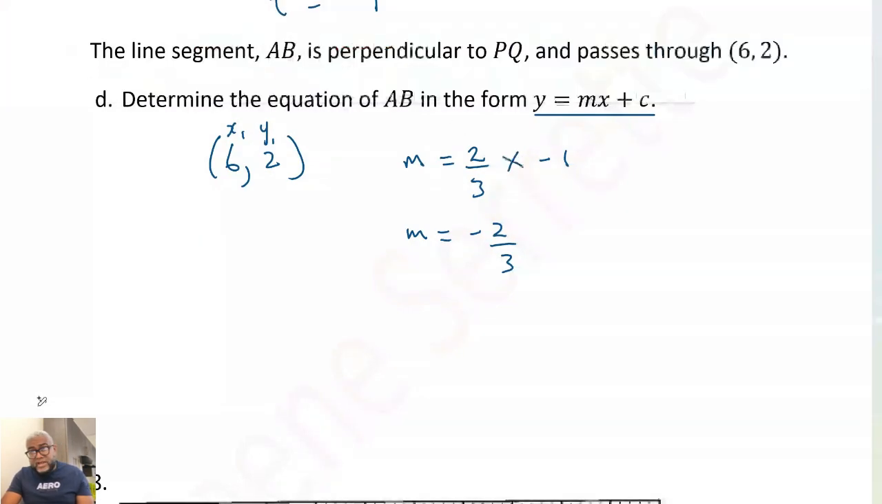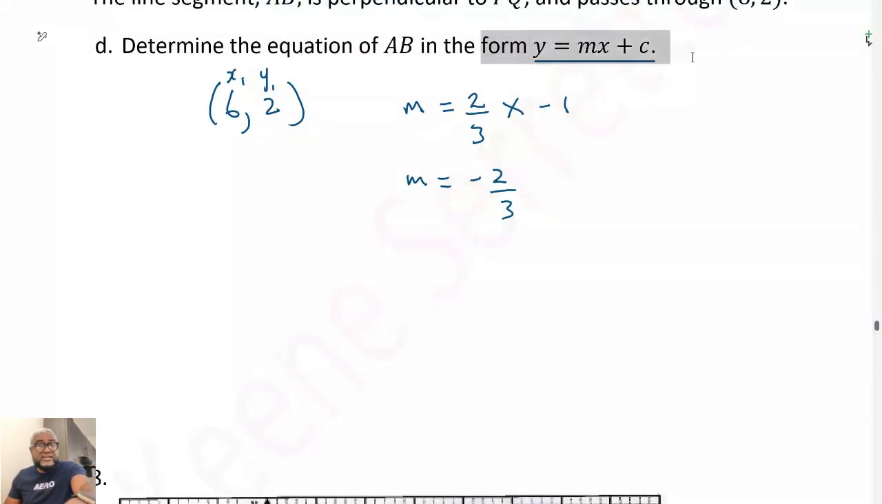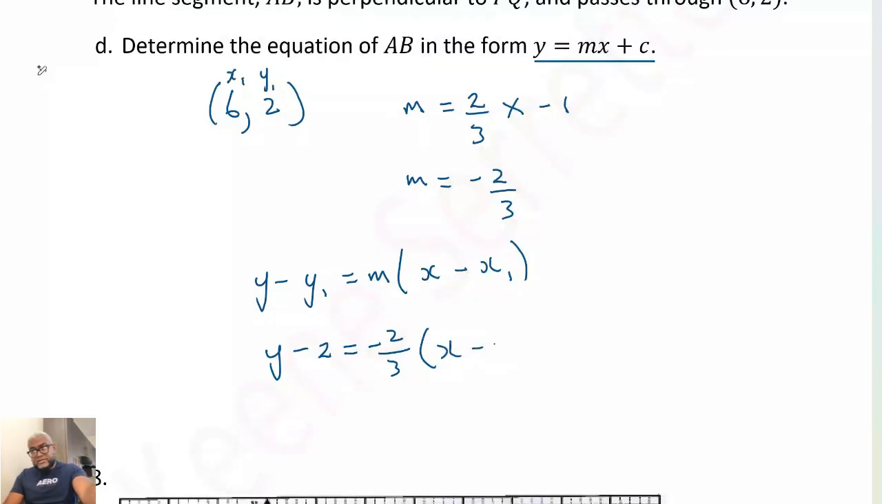What is my formula to find the form for the equation of a line? Because they asked you to write it in the form, you're just going to apply the formula. y minus y1 equals m brackets x minus x1. So it'll be y minus what? y minus 2 equals negative 2/3 by x minus 6.